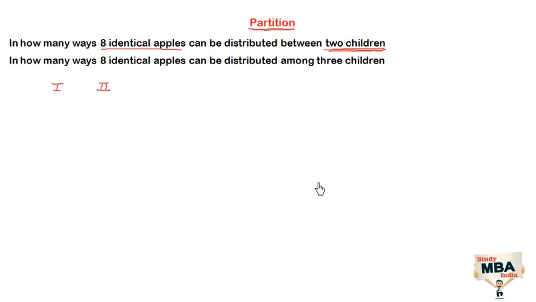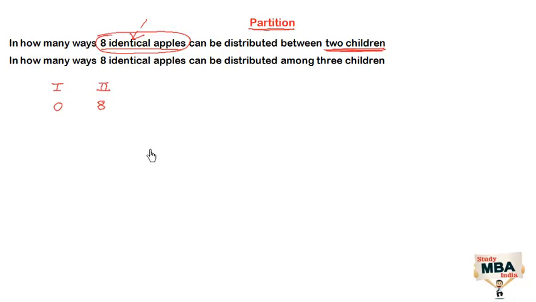Suppose we have the responsibility of this distribution, then we can straight away go with simple counting logic. It may happen that the first child will get 0 apples and the second child will get the entire 8 apples. So I can say (0, 8) is one way of distributing the 8 identical apples between two children, right? Here the word identical is very important, because we are not distinguishing between two apples. The only distinguishing factor will be the number of apples a child is getting.